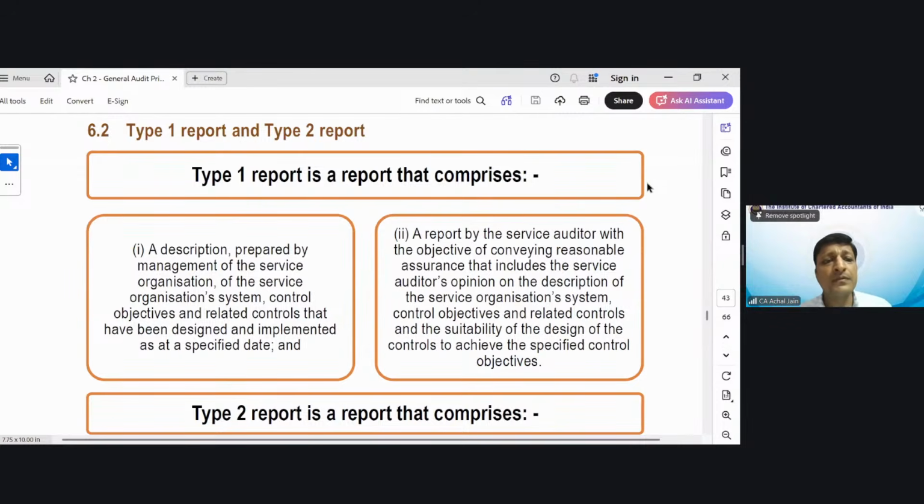Service organization. Of the service organization's system, in our case, LL system, its control objectives, and the related controls that have been designed and implemented as at a specified date. Because that's what the main auditor, user auditor, is trying to look at. Who will provide this? Service auditor, of course, because it's a report, so it has to come from the auditor. The user auditor cannot provide. User auditor will need this. Who will provide? Service auditor will. Right?